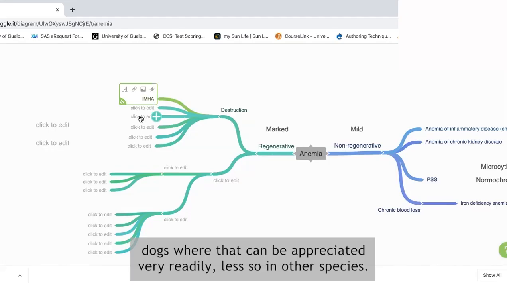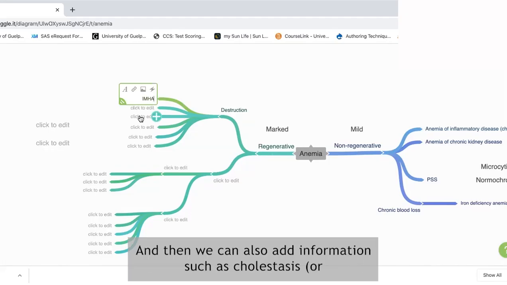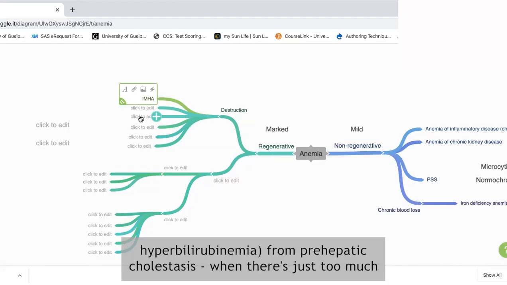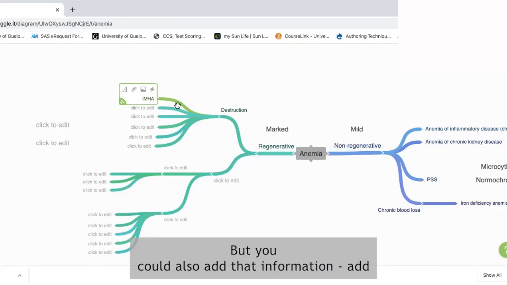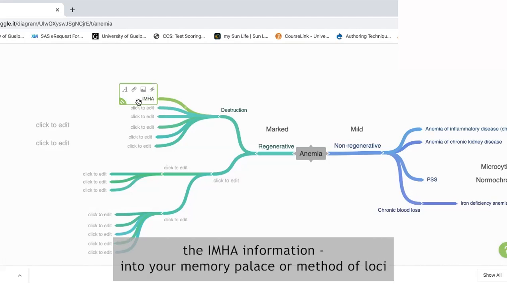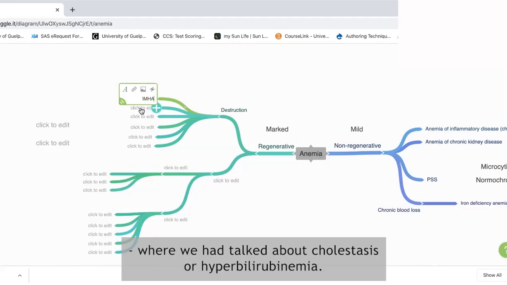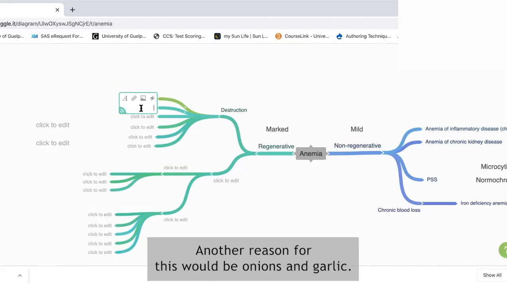And then we can also add information such as cholestasis or hyperbilirubinemia from prehepatic cholestasis, when there's just too much unconjugated bilirubin needing to be conjugated, and the liver can't keep up. But you could also add that information, add the IMHA information into your memory palace or method of loci, where we had talked about cholestasis or hyperbilirubinemia. Another reason for this would be onions and garlic.